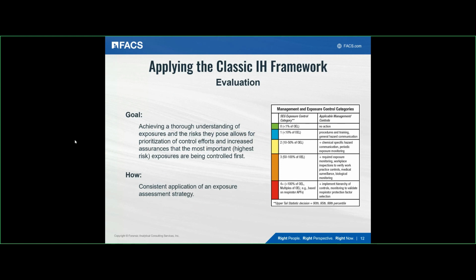So the evaluation piece, right? What's the goal? Goal is to achieve a thorough understanding of exposures and the risks that they pose to allow for prioritization of your control efforts and increasing assurances that the most important, i.e. highest risk exposures, are being controlled first. Well, how do you do that? Right? Consistently applying an exposure assessment strategy. An exposure assessment is the core function of industrial hygiene programs and provides the foundation for ensuring employee exposures are properly characterized and managed.